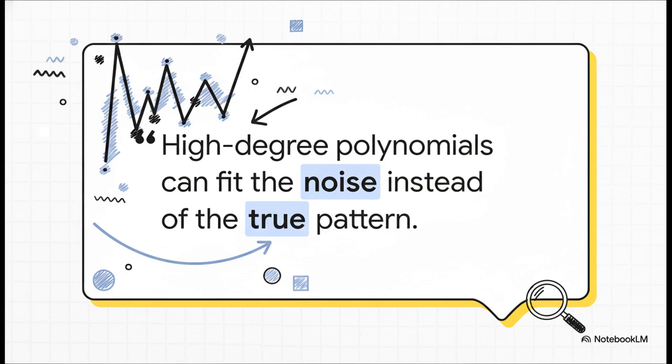If we let our model get way too complex, using all those high-powered terms, it can end up drawing this absurdly squiggly line that hits every single one of our data points. But when it does that, it's not actually learning the real underlying pattern. It's just memorizing the random little jitters, the noise that exists in our data.